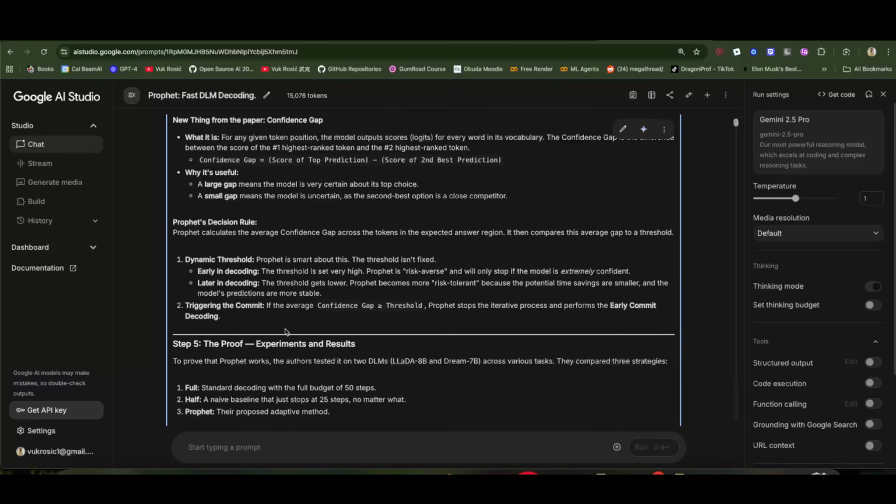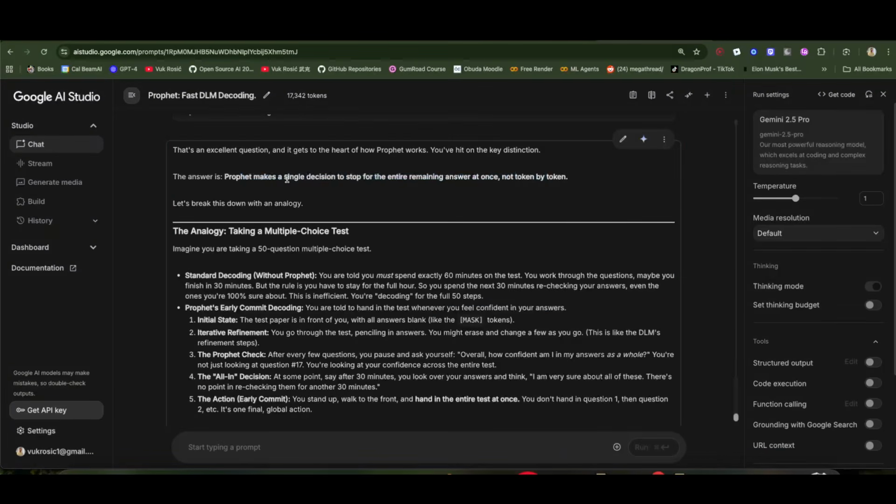Triggering the commit: if the average confidence gap is greater than or equal to the threshold, ProFET stops the iterative process and performs the early commit decoding. So ProFET makes a single decision to stop for the entire remaining answer at once, not token by token.